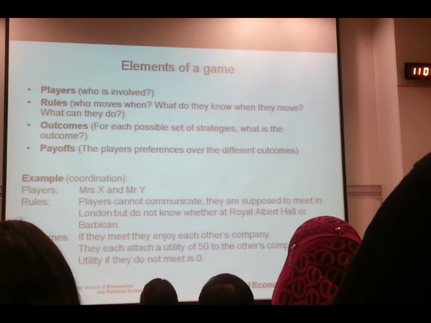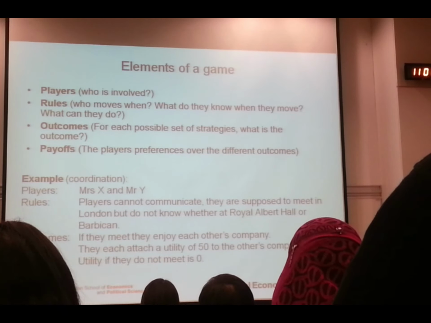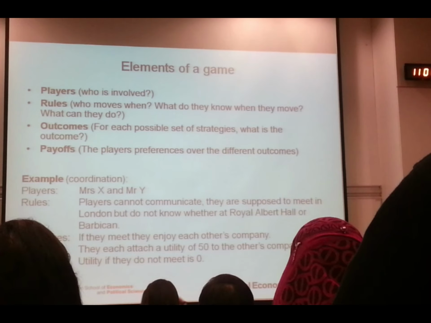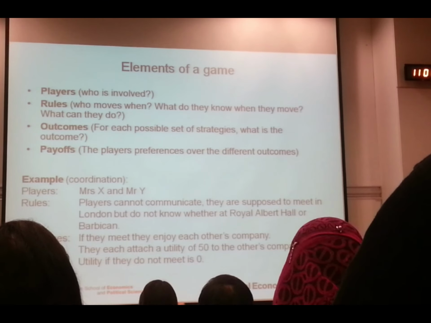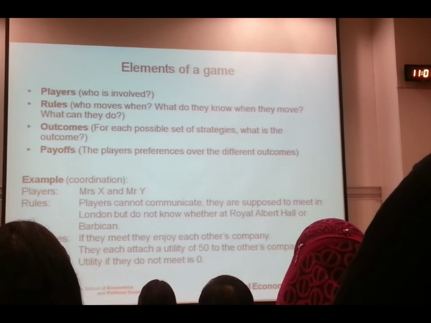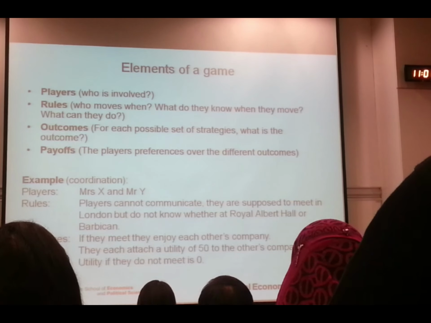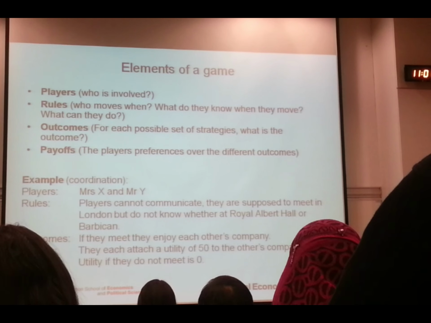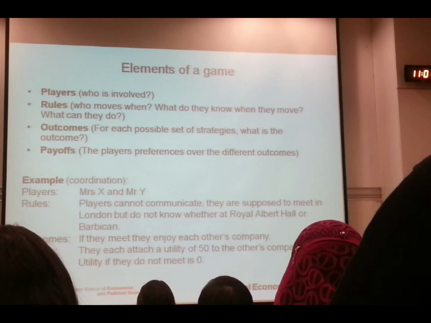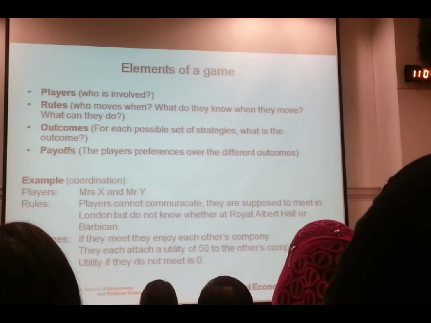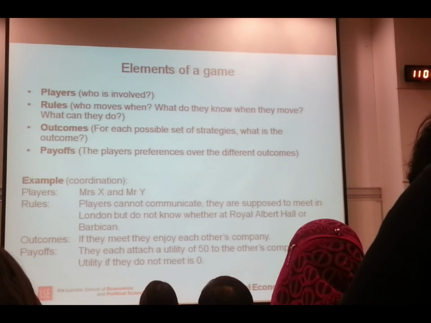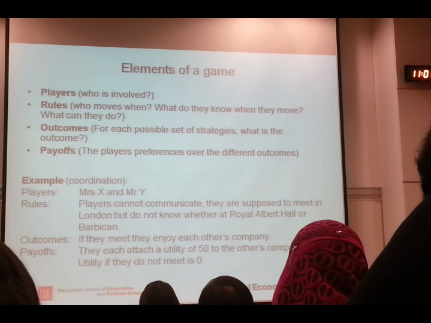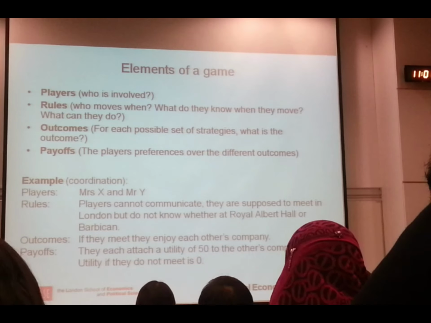The outcome is that if they meet each other, they enjoy each other's company. So they don't actually care about where they meet, they care that they meet. And the payoffs are that they each have a utility of 50 from the company of the other. If they do not meet, the outcome is 0. So these are the four pieces of information that we need to address the game. We're not going to solve this one, but we're going to do it with plenty of others in the next couple of minutes.